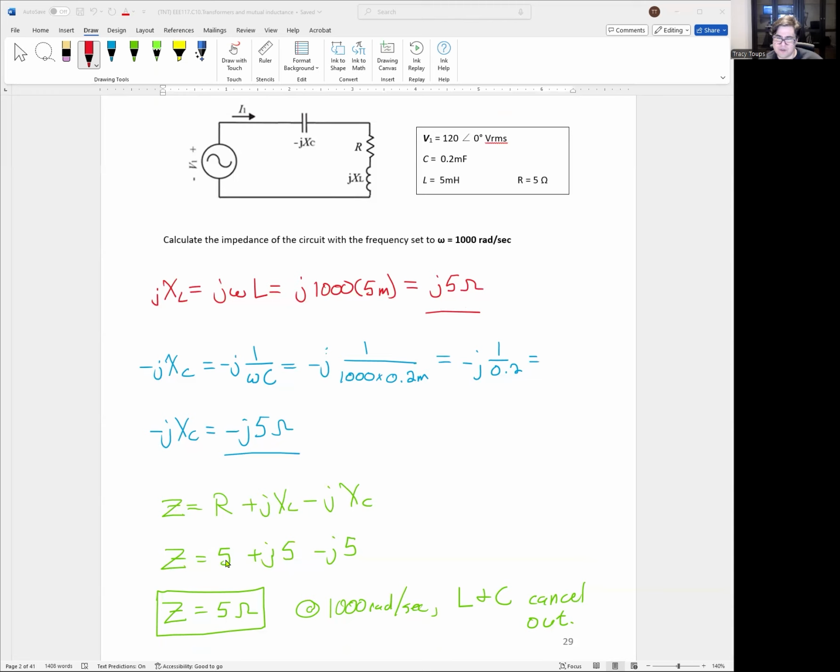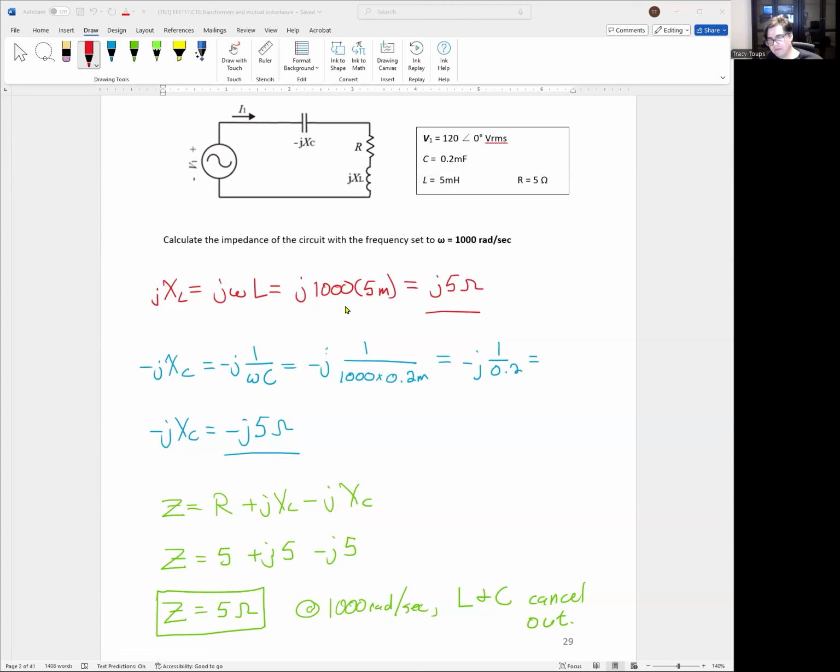So you have 5 for the resistor, positive j5 for the inductor, negative j5 for the capacitor. And these two j components cancel out when we add them together. So we're just left with 5 ohms only. So this circuit, exactly at 1,000 radians per second, is where the inductor and capacitor cancel each other out. They're in that perfect series resonance where they're just swapping energy back and forth between each other, and nothing else in the circuit matters except for the resistor. Okay?